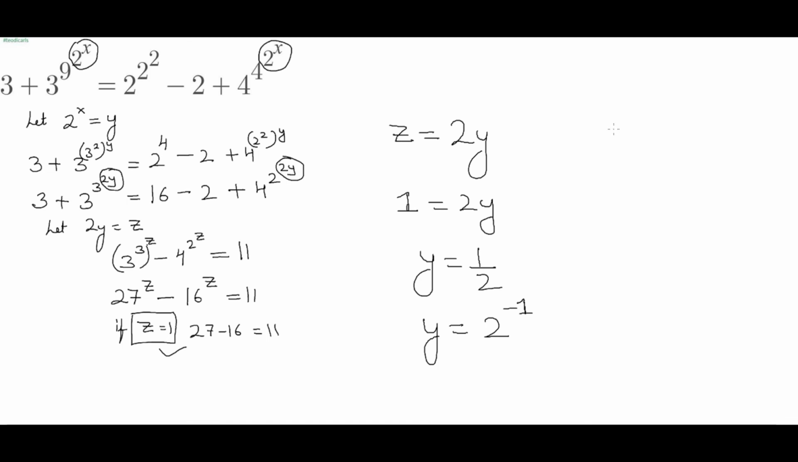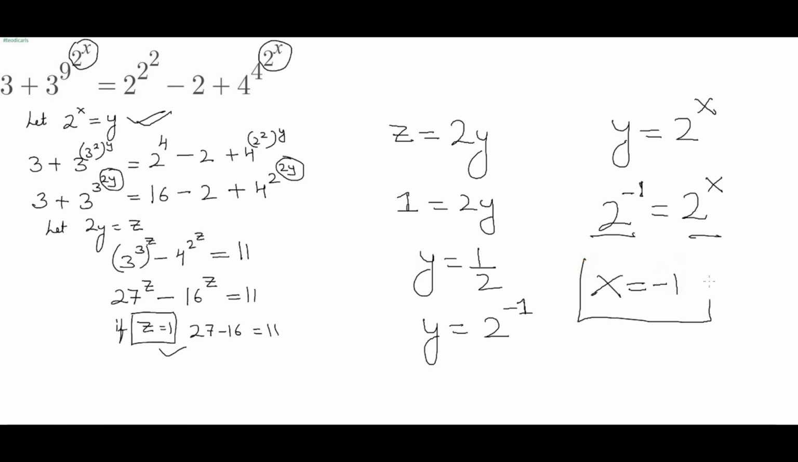Here we see y is equal to 2 to the power x, as we lettered initially. Correct. So let's substitute the value. 2 to the power negative 1 is equal to 2 to the power x, and if the bases are the same, the powers are the same, so we can say x is equal to negative 1 is our answer. Hope this is clear to you.